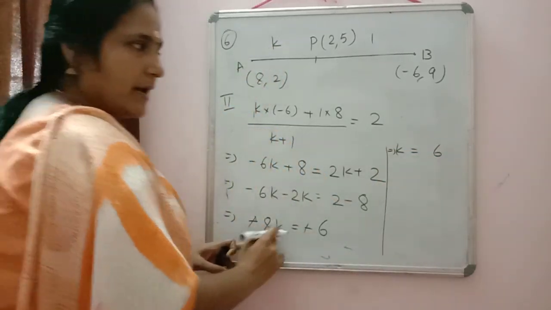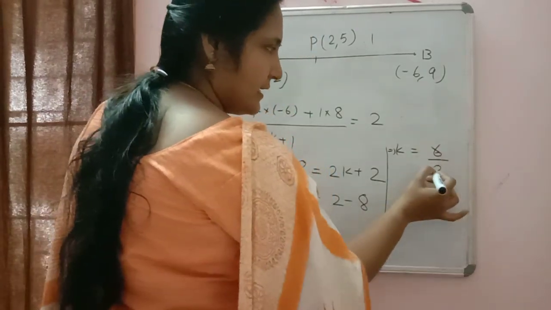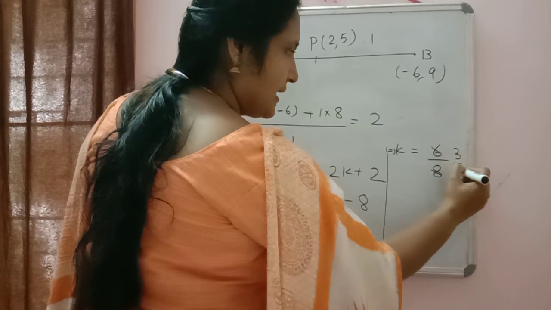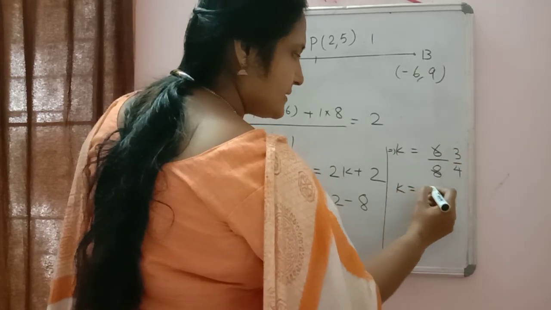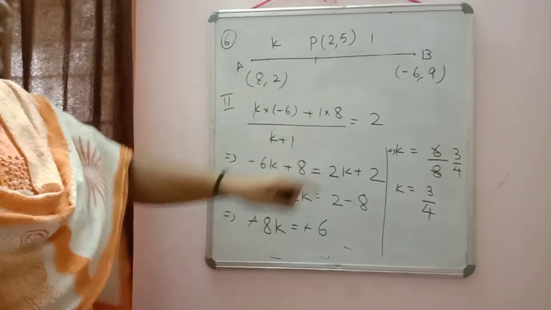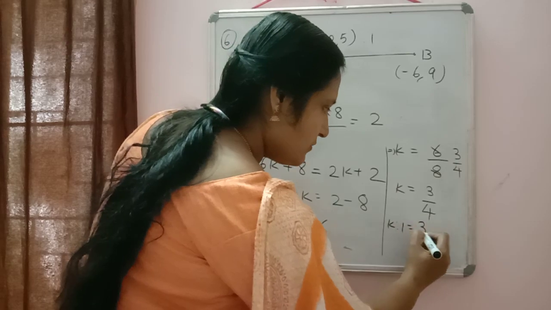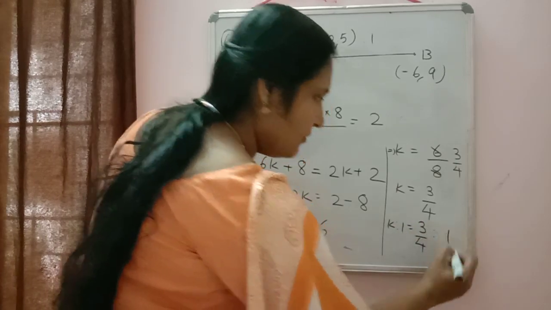8 is multiplied by k. When you change the position, it will get divided. Again, we can cancel it by 4. So we are getting the value of k as 3 by 4. What is our ratio? k is to 1. Our ratio is k is to 1. So we will write 3 by 4 is to 1.